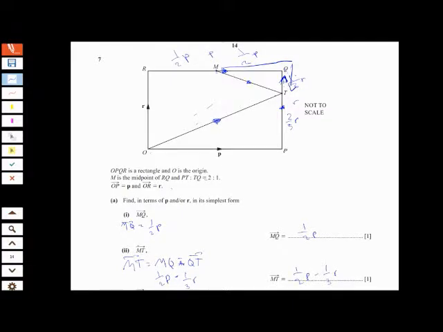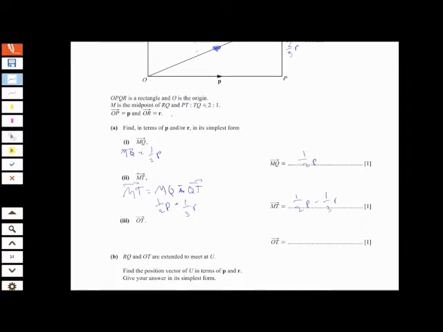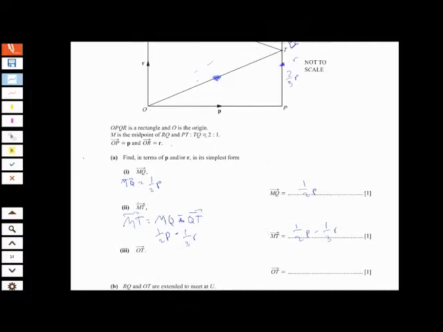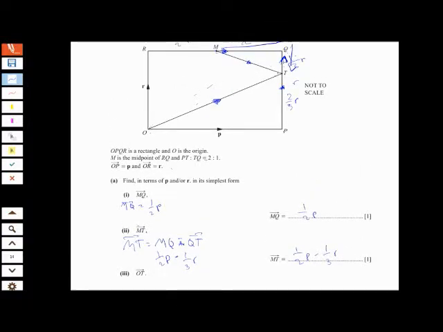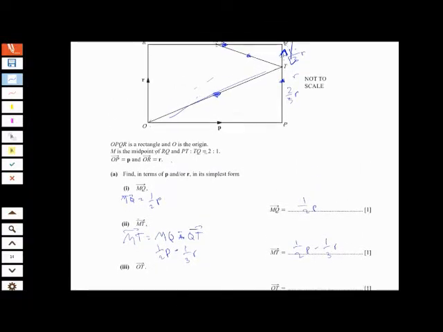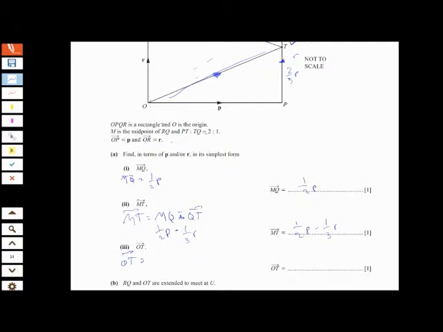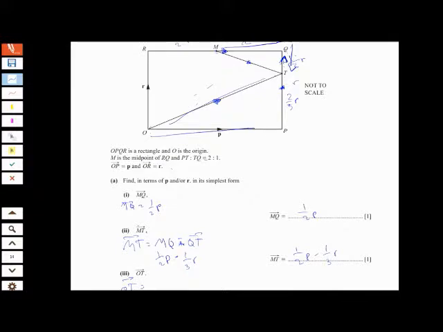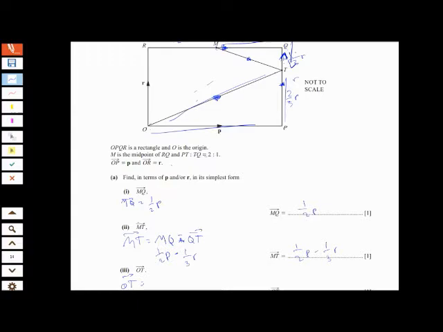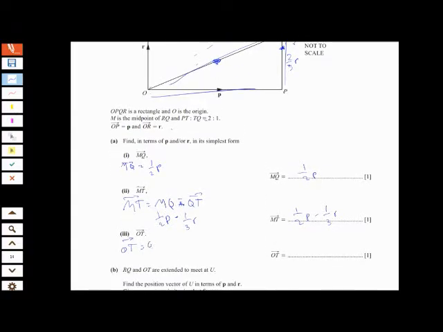And now OT. Where is OT? Yes, it's this line right here. How to find OT? OT is basically OP plus PT. We know OP and we know PT. OP plus PT. OP is P, PT is 2 over 3R. See how easy it is?